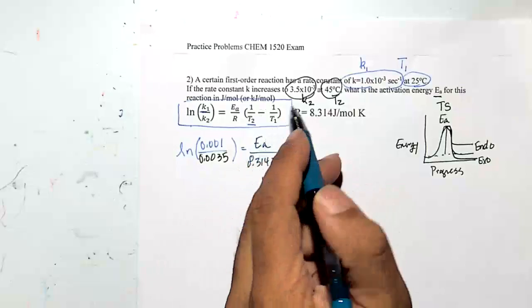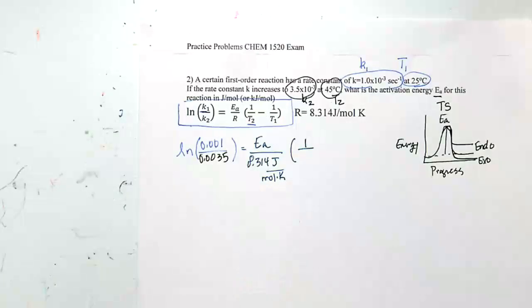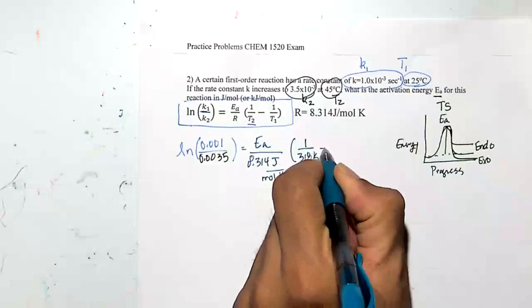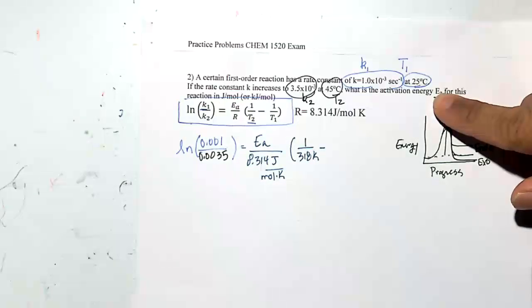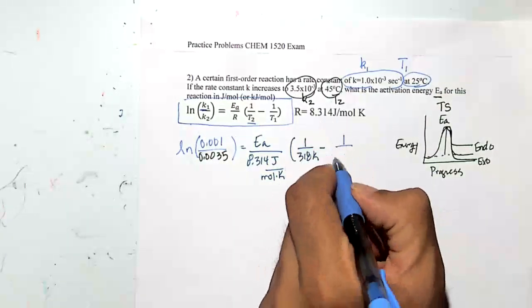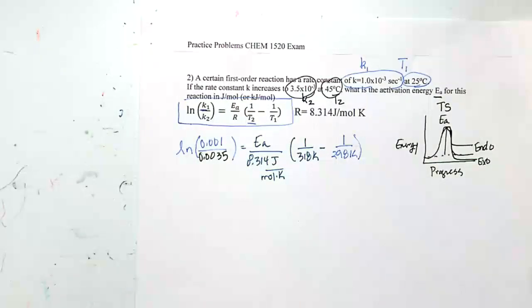1 over T2. So T2 is 45. We want to convert that to Kelvin. So how do we convert this to Kelvin? Add 273. So that's 318 Kelvin. Minus 1 over T1. 1 over T1, what's 25 degrees into Kelvin? 298 Kelvin. So all we have to do in this problem is solve for activation energy EA.